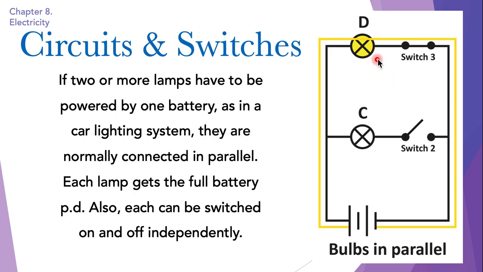Also, so that each can be switched on and off independently. So both these lamps have their own switches here, so that if this lamp's switch gets turned off, this lamp would still keep working because the electricity supply is not disturbed over here and the current is not broken here. So each of the lamps can be switched on and off independently in the parallel circuit.